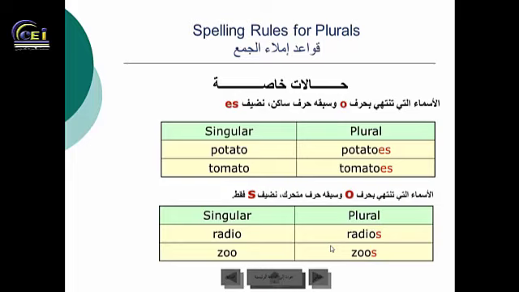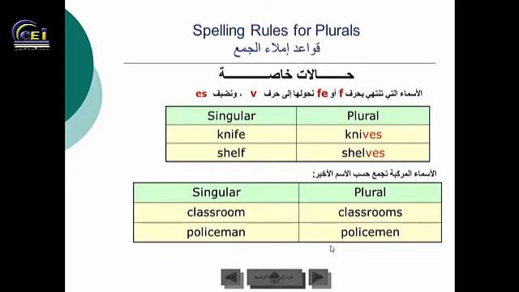We put es after words ending in o. Potato, potatoes; tomato, tomatoes. But radio, we put s only: radio, radios; zoo, zoos. But for some words ending in f or fe, we delete f or fe and put ves. Say, shelf, shelves. Shelf is singular, but shelves is plural.